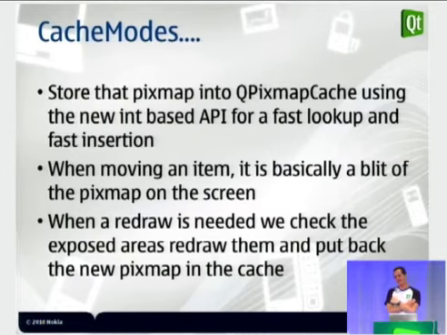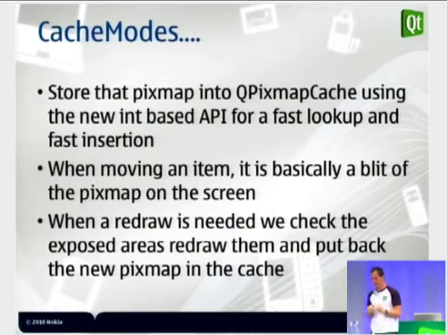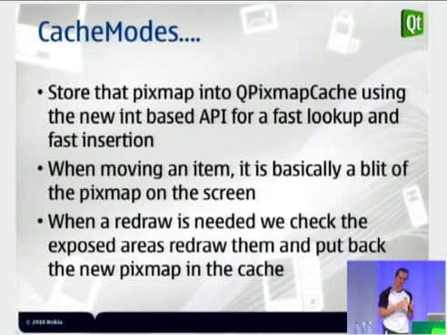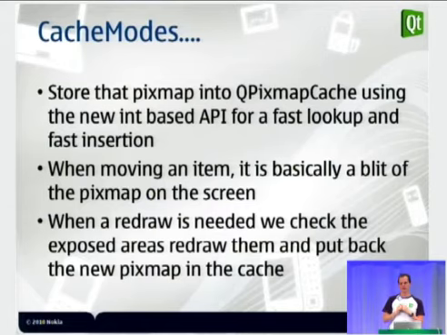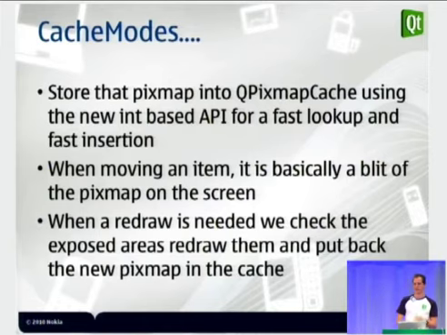Since 4.6, there is a new API for QPixmapCache that I've implemented. The way QPixmapCache works is you say, here is a key, here is a pixmap, and it stores it for you. Then you can throw away the pixmap that you stored locally, and the next time you need it, you say, hey, I have the key, I want to get it back. And then the cache gives you the pixmap that it saved.